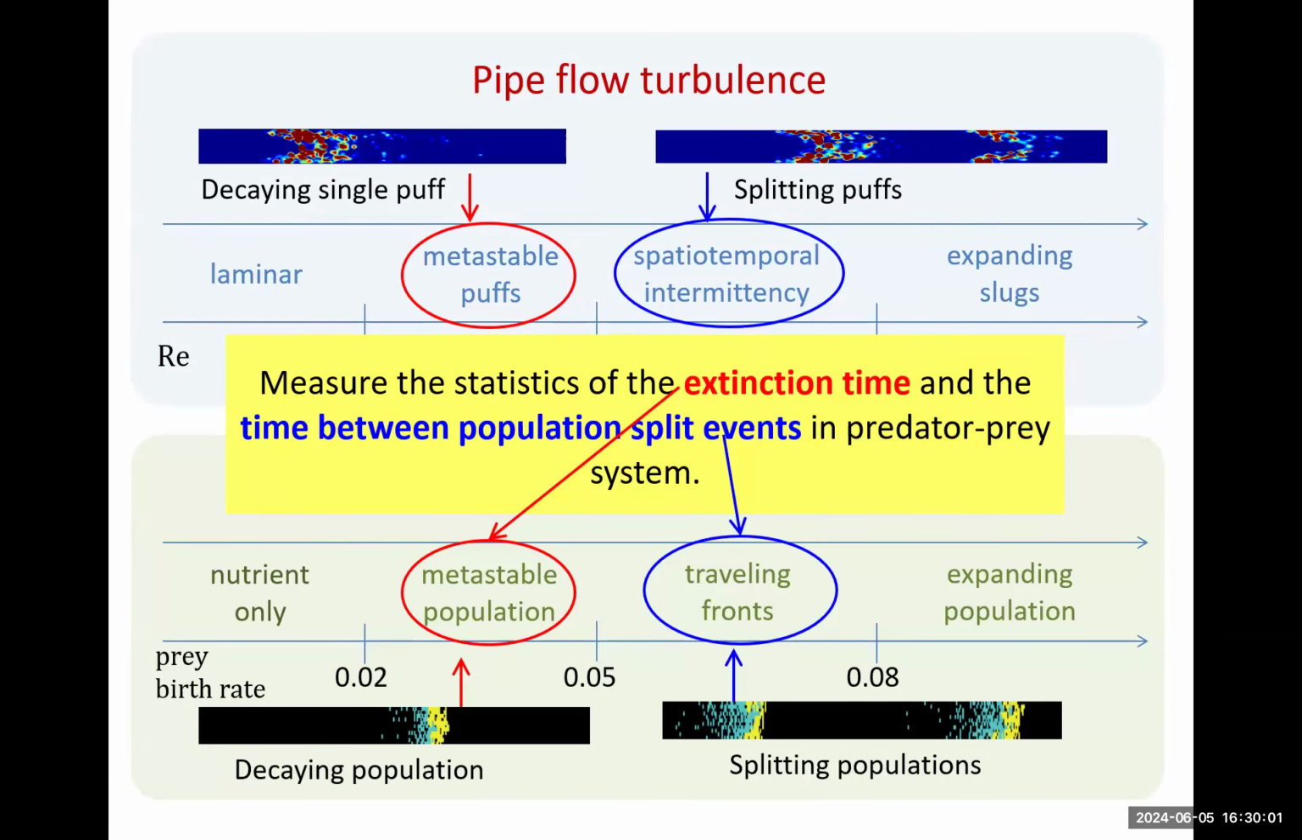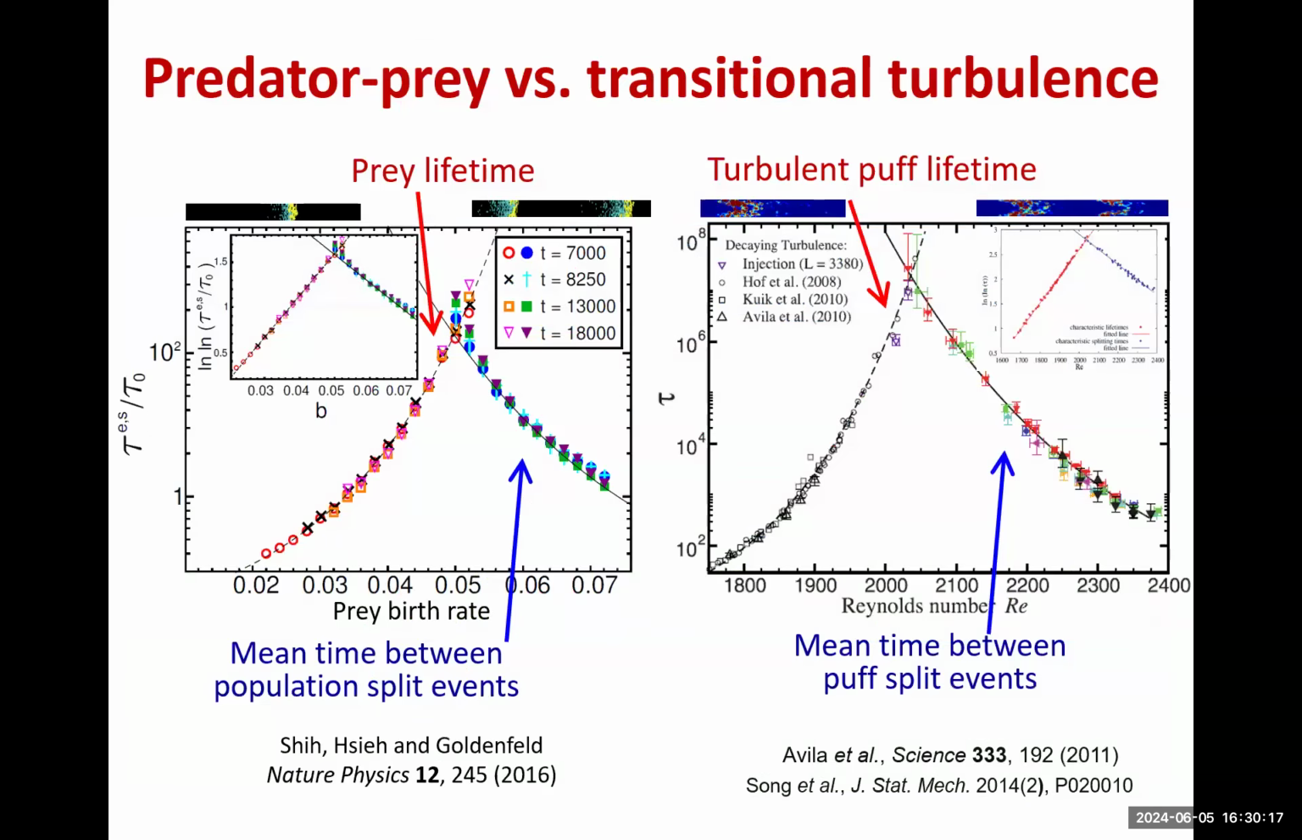So now you can say, well, let's simulate predator-prey, but let's measure the statistical extinction time, the time between the population splitting events. Just like I showed you, the experimentalists have done for turbulence in a real pipe. So here are the data. One of these is the turbulence, and this one is the ecosystem one. Time versus Reynolds number. Here you can see this upward curvature, the super exponential behavior, e to the Reynolds number. Here you see the birth rates, the time. Again, you see the super exponential behavior.